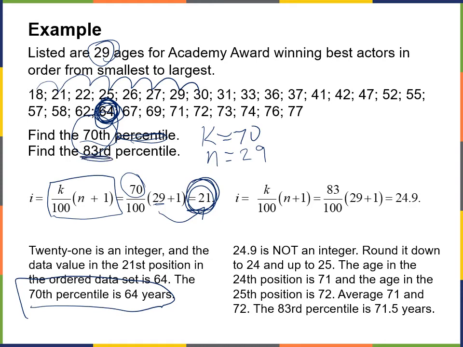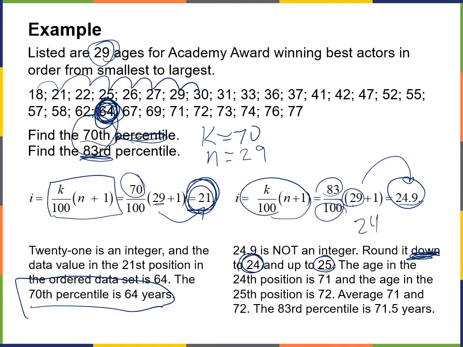Let's look at the 83rd percentile. Well, everything's the same except K is 83 now instead of 70. I plug all that into the same formula: 83, 100 divisions, 29 data values total. And you see the value I get out of I is 24.9. That's not an integer. So what are we going to do here? We're going to round this number down, to 24. We're also going to round it up, and we get 25. So we have 24, and we have 25.